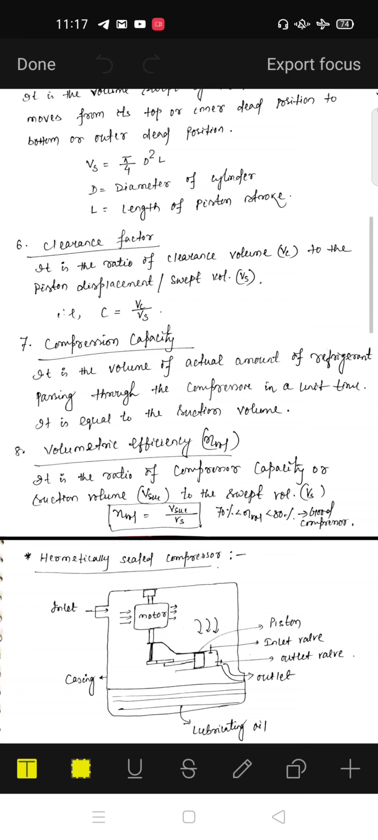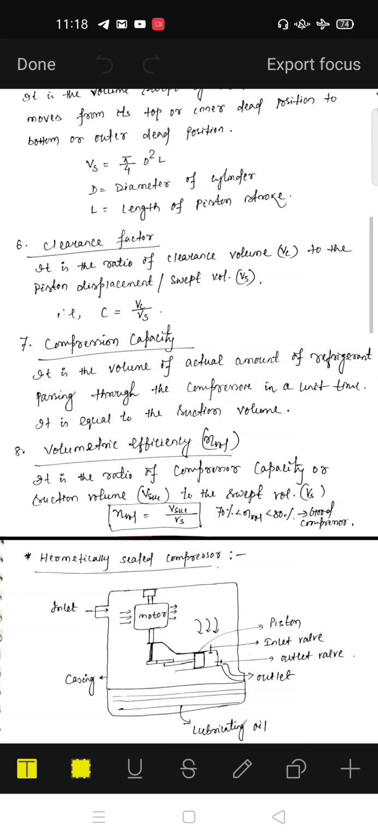Next is your compression capacity. It is the volume of actual amount of refrigerant passing through the compressor in a particular unit of time, and it is equal to the suction volume. Next is your volumetric efficiency. It is the ratio of compressor capacity or the suction volume to the swept volume. So volumetric efficiency will be V suction to V swept, and its range will vary from 70 to 80%, which comes under the category of a good compressor.